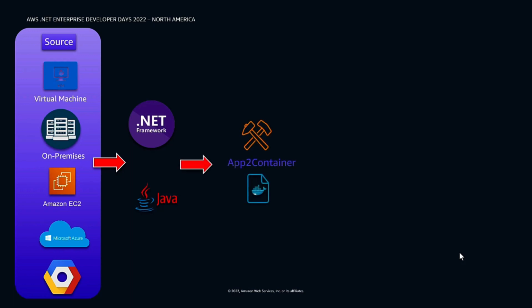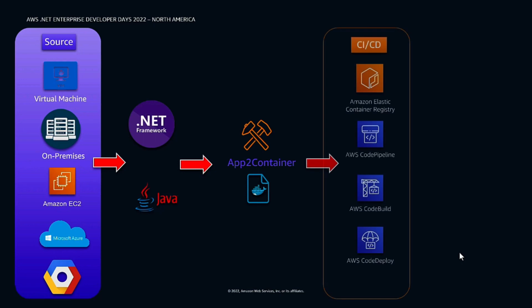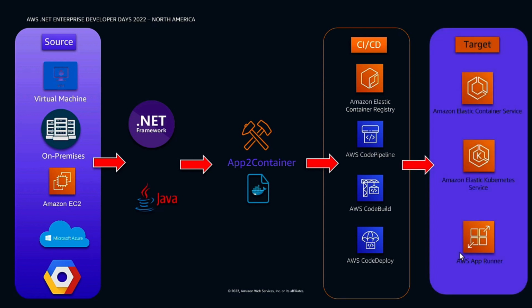It helps you to create a Dockerfile out of your application running on your application server. And also it helps you to create all artifacts necessary to build a CI/CD pipeline. And finally, it helps you to deploy your application to the AWS service of your choice. It can be Amazon ECS, it can be Amazon EKS, or it can be AWS App Runner.